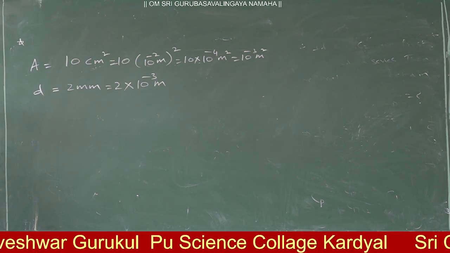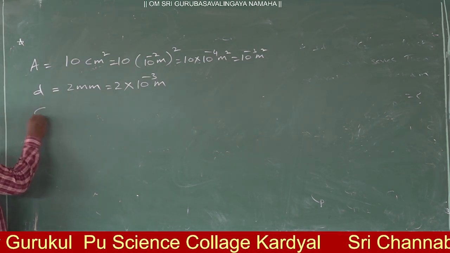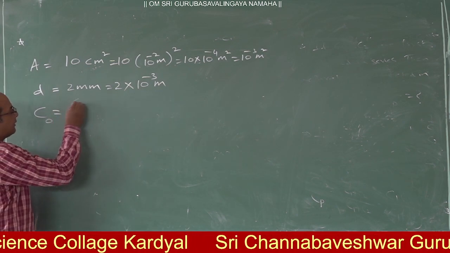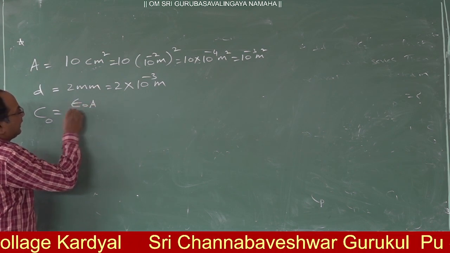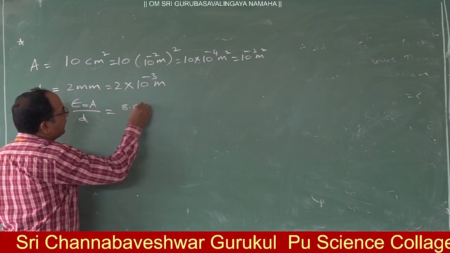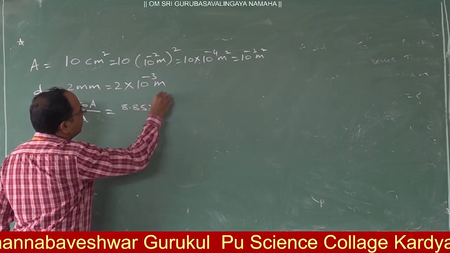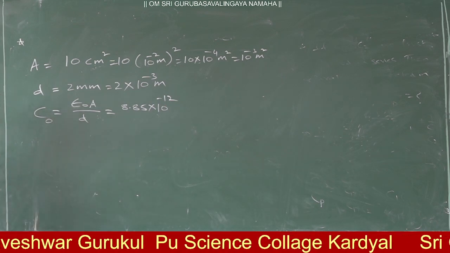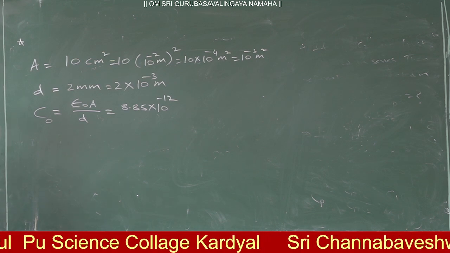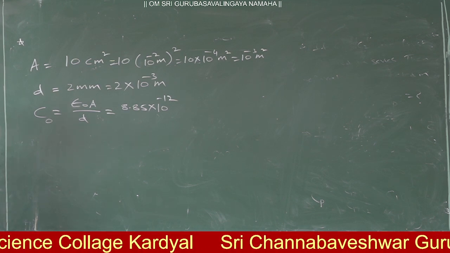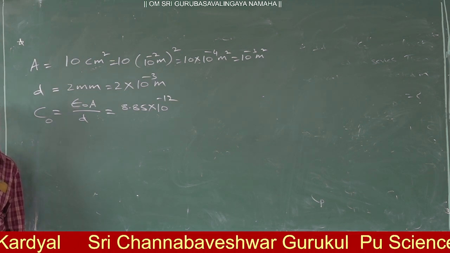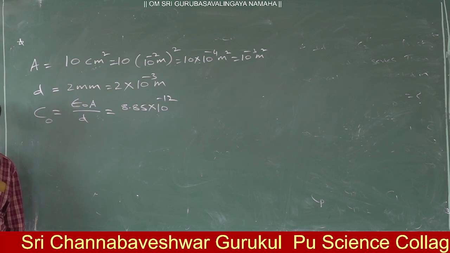We want to find out capacitance. So C is equal to, what is the formula in air? C naught is equal to epsilon naught A by D. What is the epsilon naught value? Remember, some are seeing it for the first time. Epsilon naught is equal to 8.85 into 10 power minus 12.